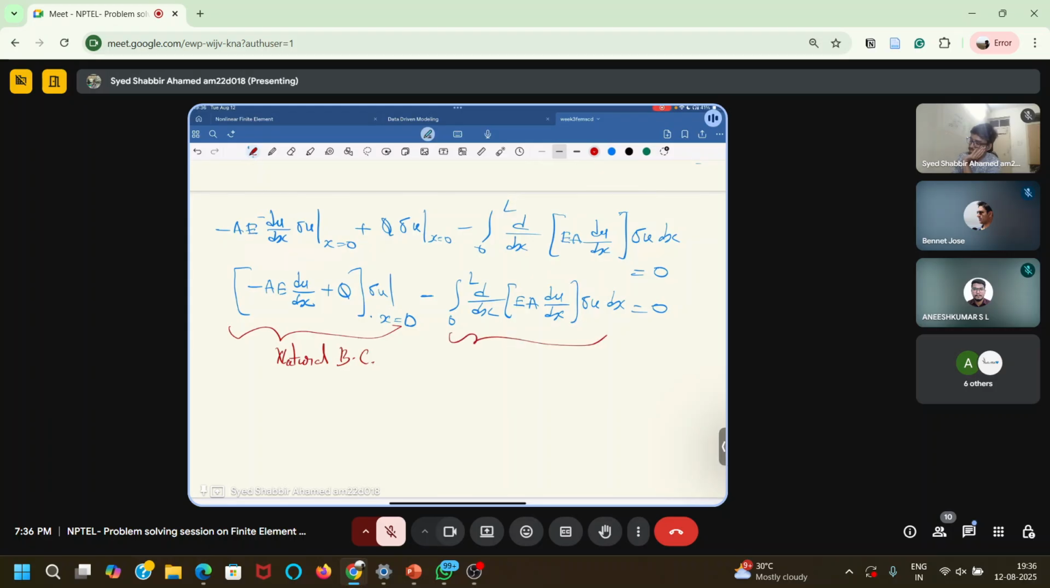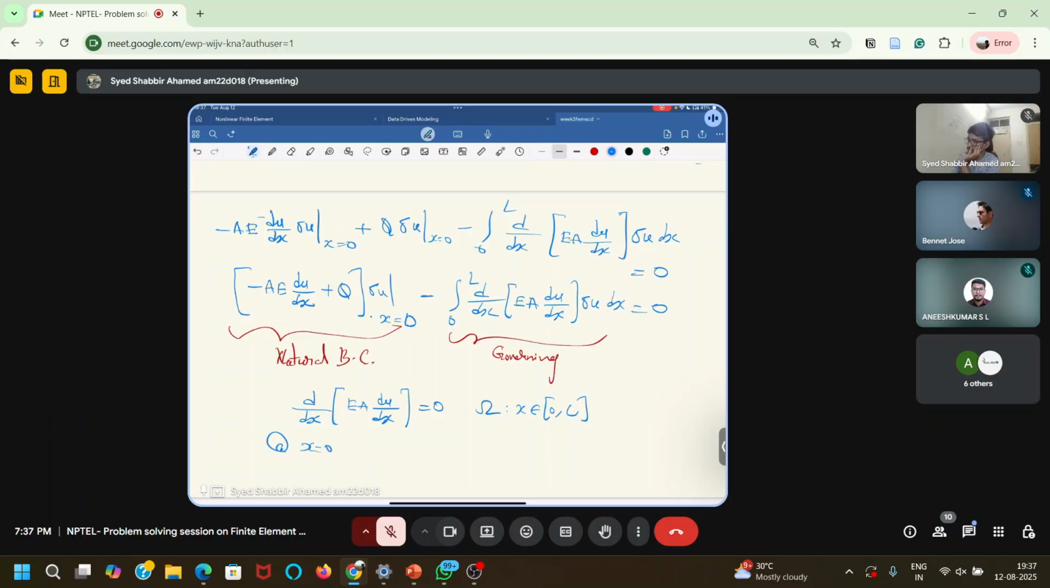And this is our governing differential equation, right? So whatever is there, du by dx, our governing equation. So in order for this variation to be equal to 0, these terms individually should become 0. Because delta u is arbitrary, if you take any delta u, this integration should become 0. That means this whole thing should become 0. Du by dx is equals to 0. So this is over the domain, which is x belongs to 0 to L.